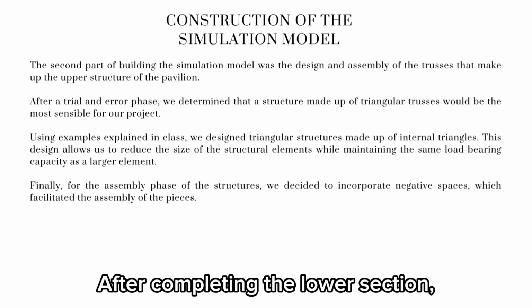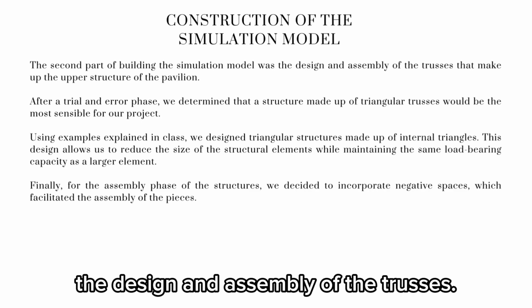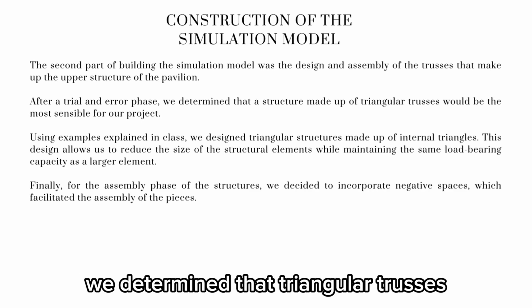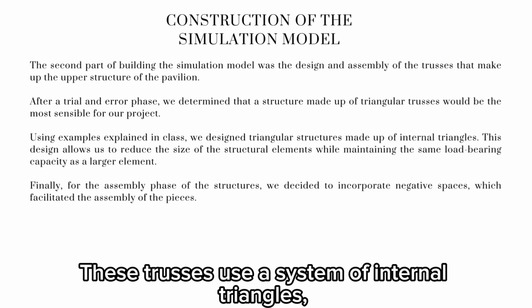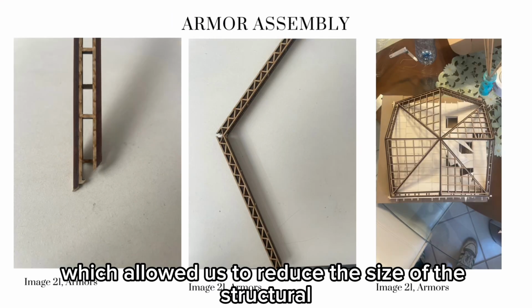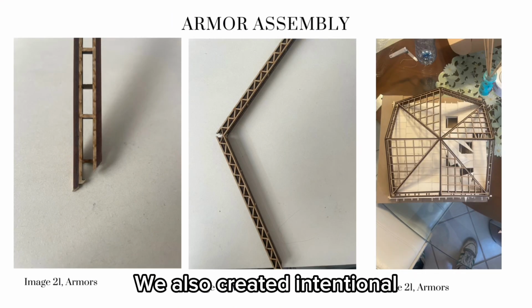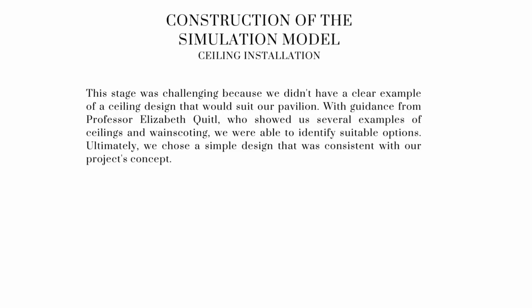After completing the lower section, we moved on to the second part, the design and assembly of the trusses. Through trial and error, we determined that triangular trusses would be the best solution. These trusses use a system of internal triangles, which allowed us to reduce the size of the structural pieces while maintaining strength. We also created intentional empty spaces in the design to make assembly easier.